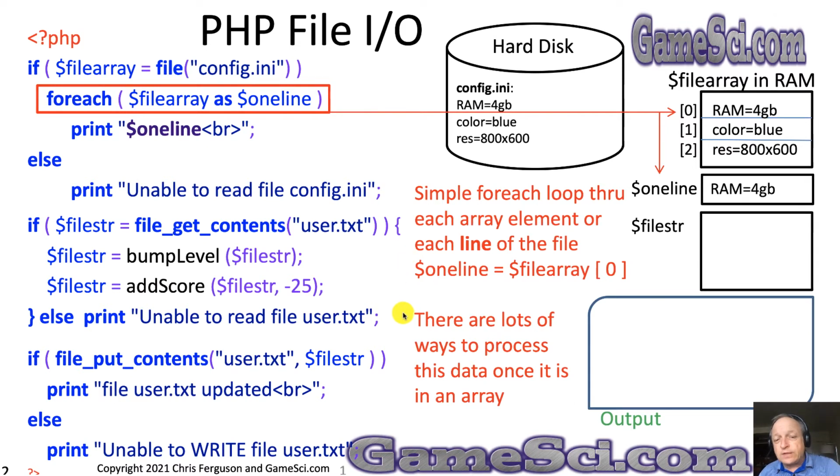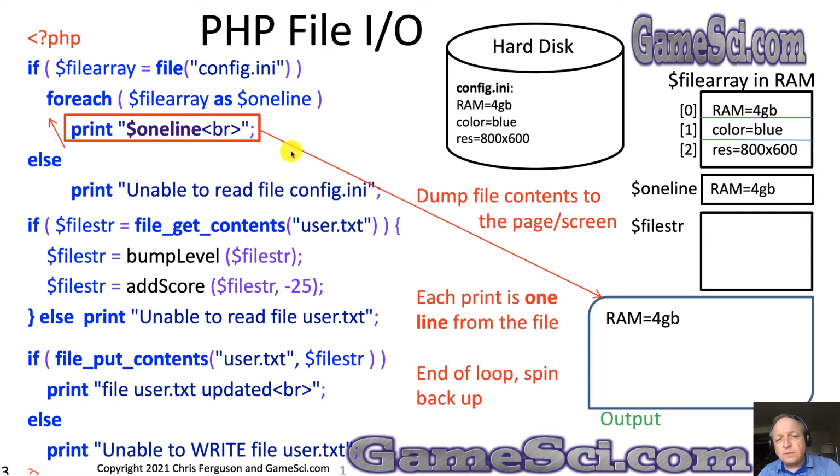There are lots of ways to process this data once it's in the array. I decided to use a foreach loop. Print $line, and you can see it shows up here on the output. We're basically going to dump the file contents to the page or the screen. Each print is one line from the file because that's what the file function does. We've also reached the end of the loop here, so we'll loop back up to the foreach loop.